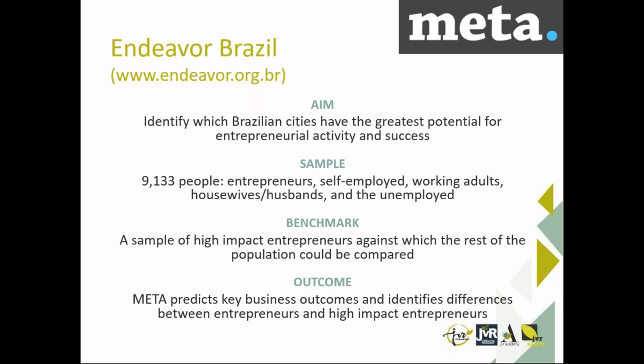In a comparison of the high impact entrepreneurs and the rest of the sample, there were strong differences between the groups, with the former having significantly higher Meta scores. So those high impact entrepreneurs scored higher than all of the other ones on the Meta at the end of the day. And then specifically between the high impact entrepreneurs and the non-high impact entrepreneurs, there was a 10 to 20% score difference between the two groups.